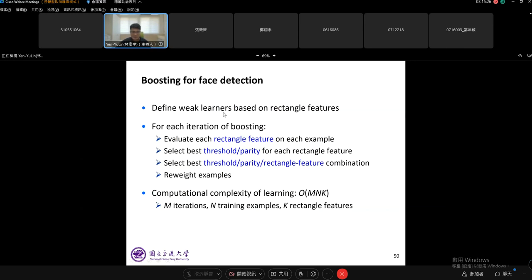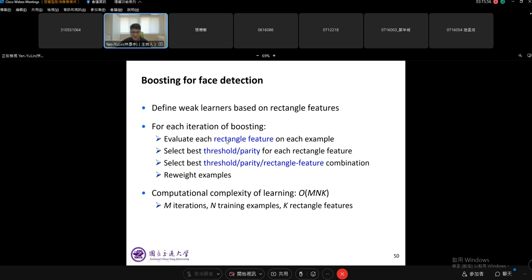Actually, we define the weak learner based on a rectangle feature. One rectangle feature can be used to construct a weak learner candidate. We know AdaBoost is an iterative algorithm. So at each iteration, we need to select one particular weak learner. This is the task to be conducted in a single iteration.